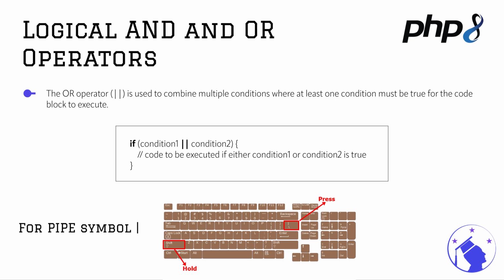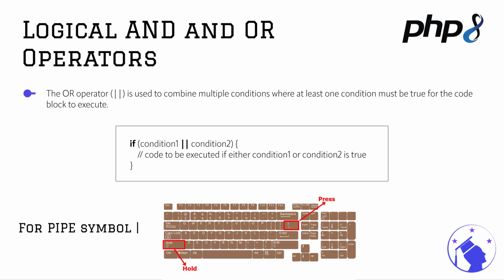Next is the OR operator. The OR operator is used to combine multiple conditions where at least one condition must be true for the code block to execute. So this is the syntax of the logical OR operator. You can see that both the conditions are separated by two bar symbols or pipe symbols. This can be found just above the return key or enter key on your keyboard. Inside the if condition, we will put the code to be executed if either condition 1 or condition 2 is true.